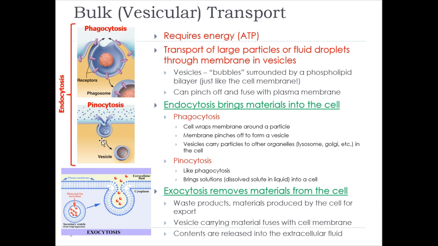Exocytosis removes material from the cell, so exiting. This could be waste material, this could be a large thing that you're building to sort of let out into the bloodstream or the body. So you make this vesicle and you sort of release it on the outside.